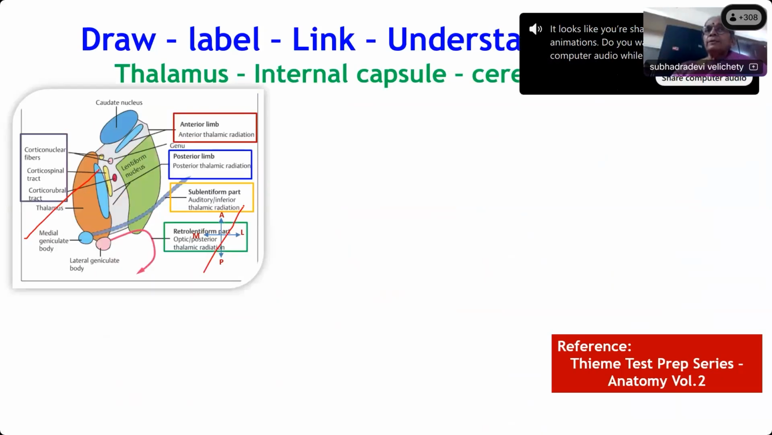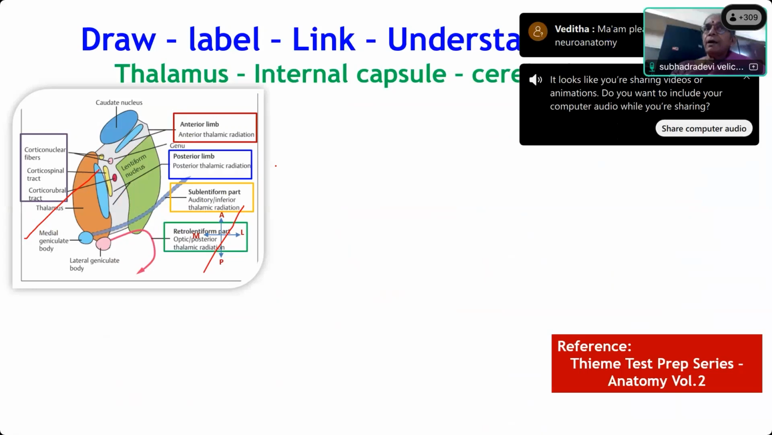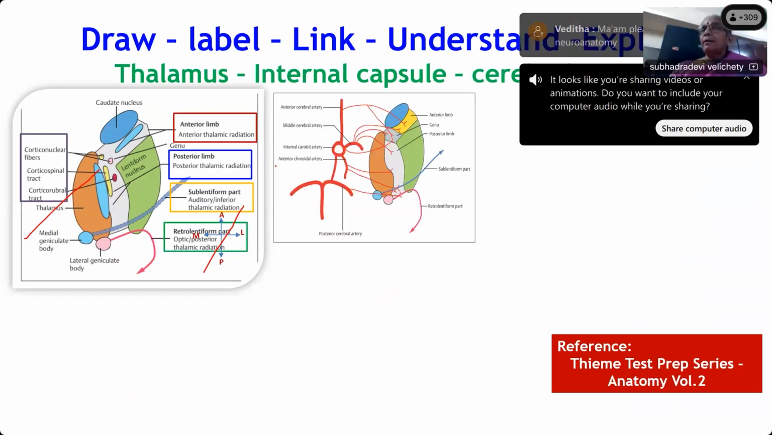Then see the blood supply, the parts of it, and how they will be going; highlight those things. So what is anterior, posterior, sublentiform, and what is the genu, and what are the fibers, how do they travel, and have an idea.